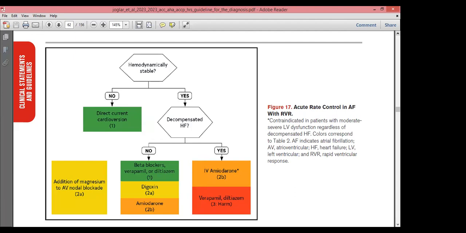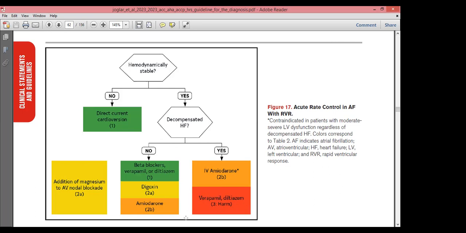So you check whether they are hemodynamically stable. If they are not, you do direct current cardioversion. So you use electric current of about 200 joules to cardiovert, and you make sure you give a synchronized direct current cardioversion. Then if they are hemodynamically stable, but they now have decompensated heart failure, class 2B recommendation is that you use amiodarone.